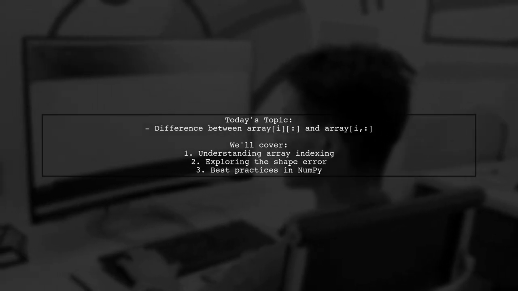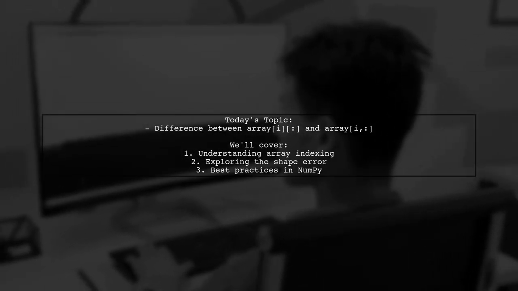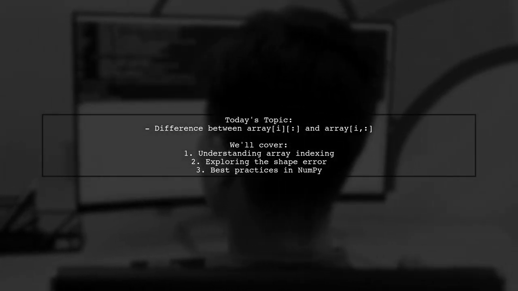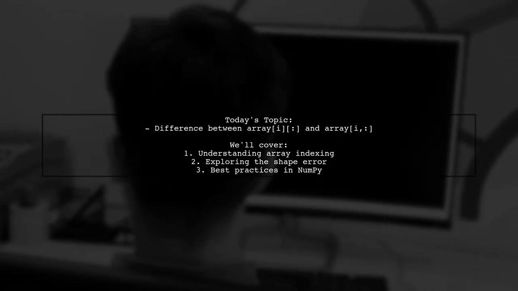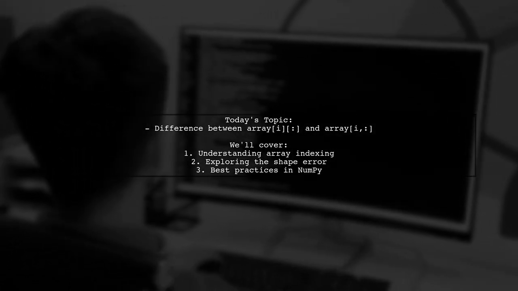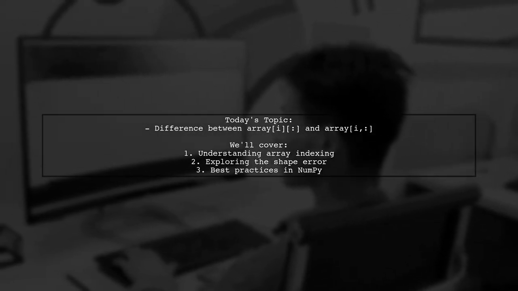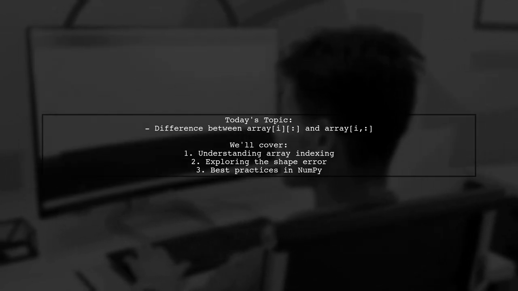Welcome to our Python programming tutorial. Today, we're tackling a question that many newcomers encounter when working with arrays. Our viewer is curious about the difference between using array indexing with square brackets and the comma notation. Let's dive into the specifics of their question.